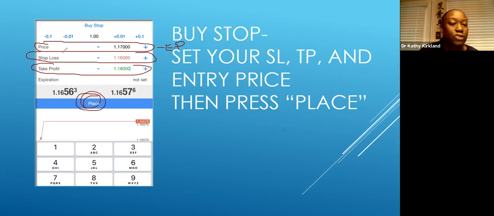If you're on an Android, it's the same thing except for yours, in the middle, you have a line. That will be where your entry price goes. Then you have a line here and a line there. One is green and one is red. And then you would put your stop loss and take profit on those lines. The take profit is the green.